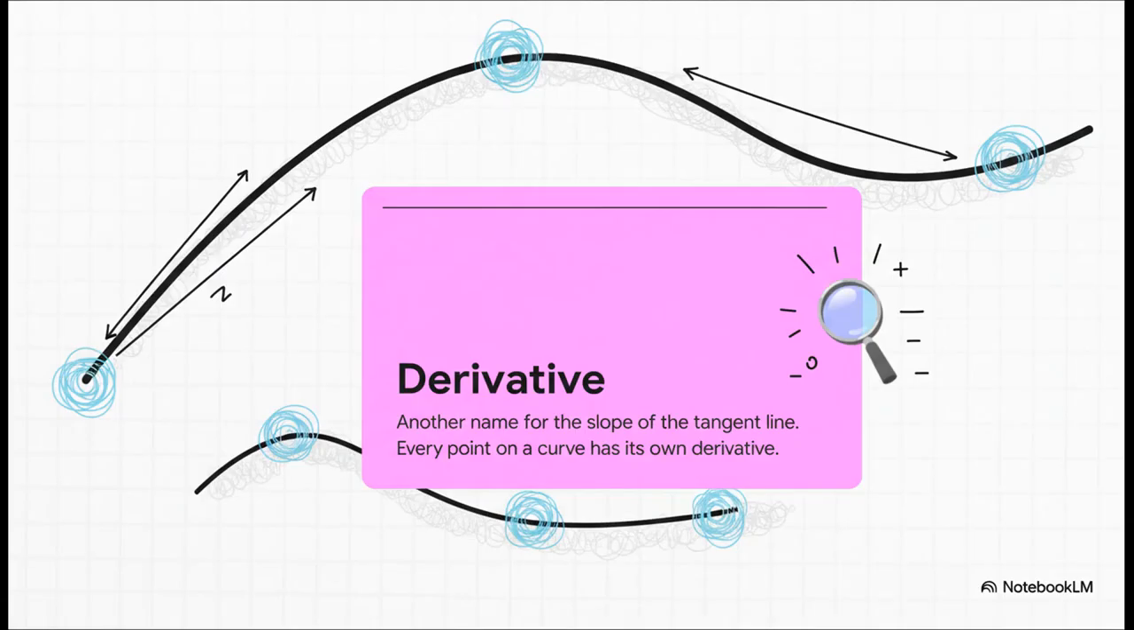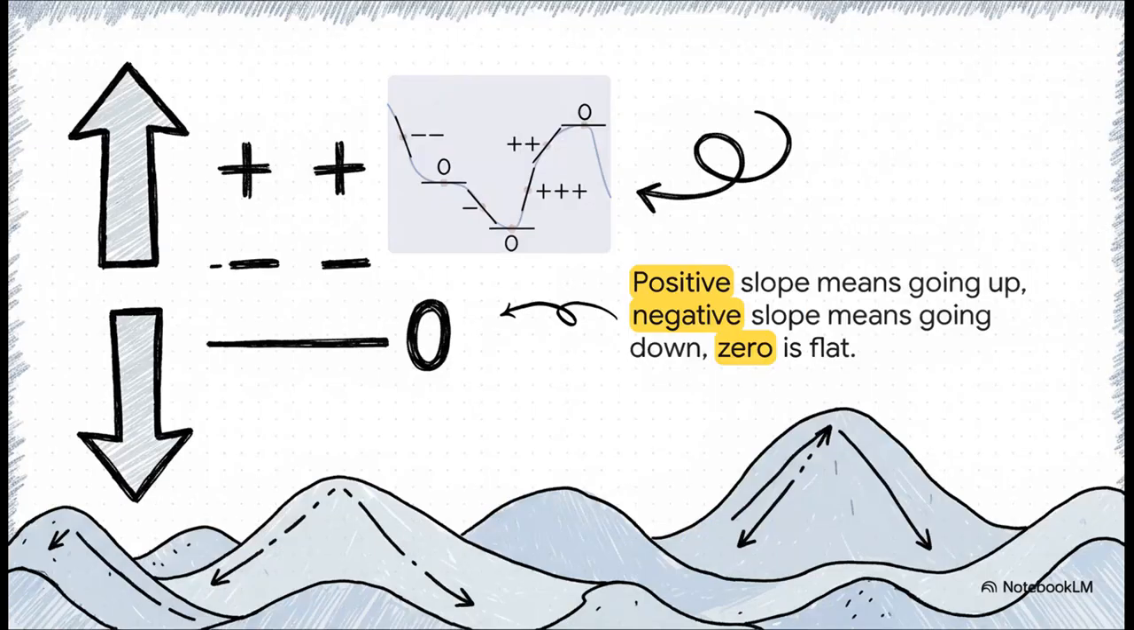And bam, this brings us right to our first huge concept, the derivative. It's really just a fancy name for the slope of that tangent line. That's it. It's just a single number that tells you how steep the curve is and which direction it's going at one specific point. Every point on our curve has its own tangent line, so every point has its own derivative.